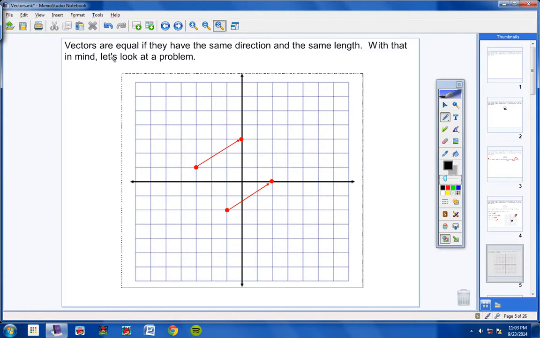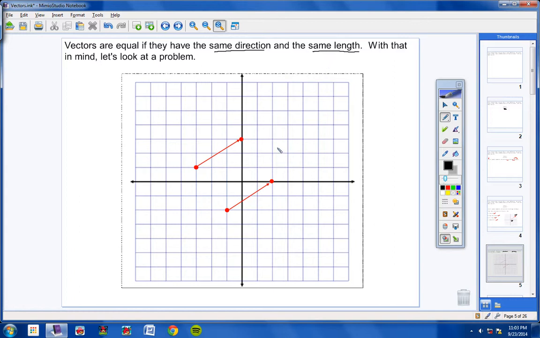Now, vectors are equal if they have the same direction and the same length. That's really important. I would write that down in your notes if I were you. Vectors are equal if they have 2 things: the same direction and the same length. Okay, so with that in mind, let's look at a problem here.